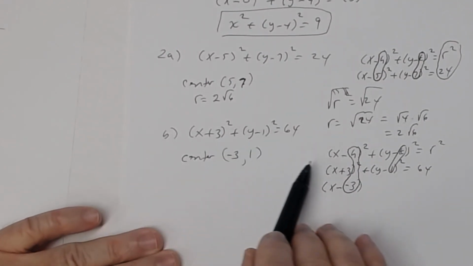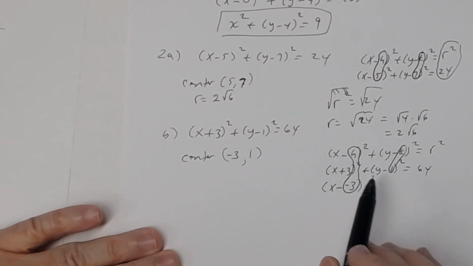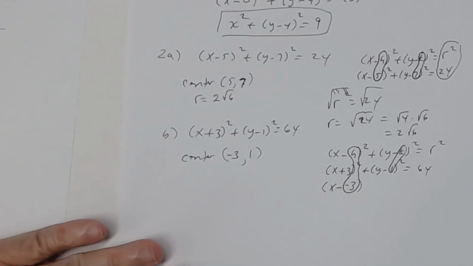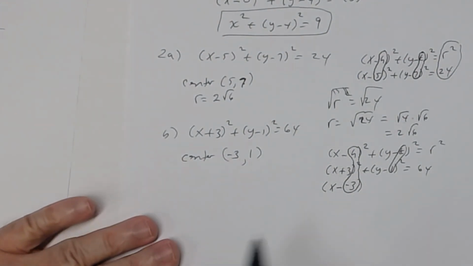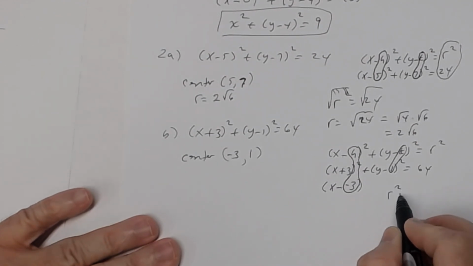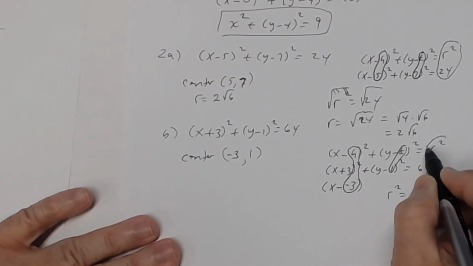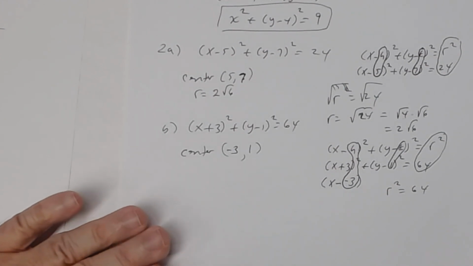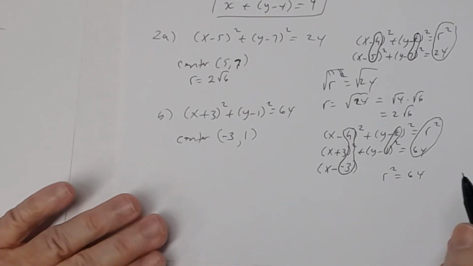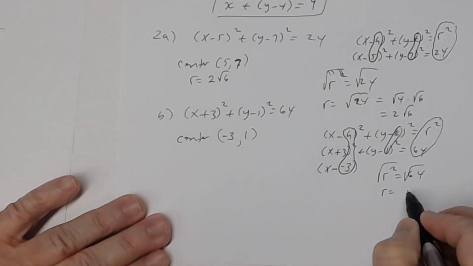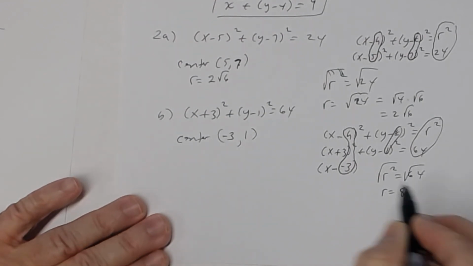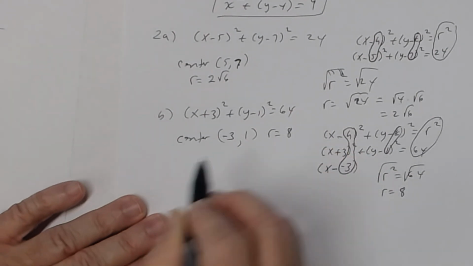You should be comparing this with the standard form, so that way you can easily figure out with more understanding how to determine the center. And then the radius is just this. So radius squared equals 64. We're just comparing these, equating those two expressions. And so when I take the square root of both sides, I get r equals the square root of 64, which is 8. So the radius equals 8.